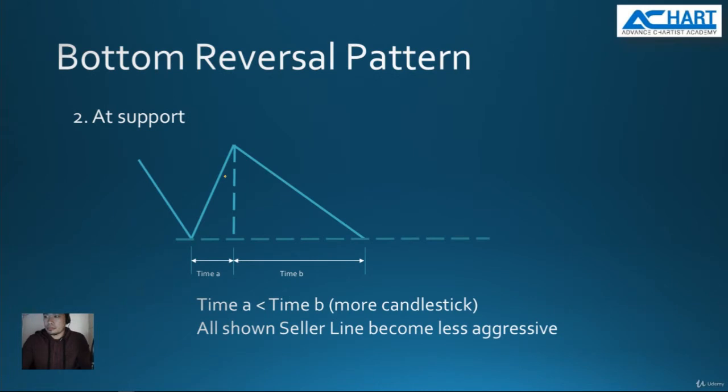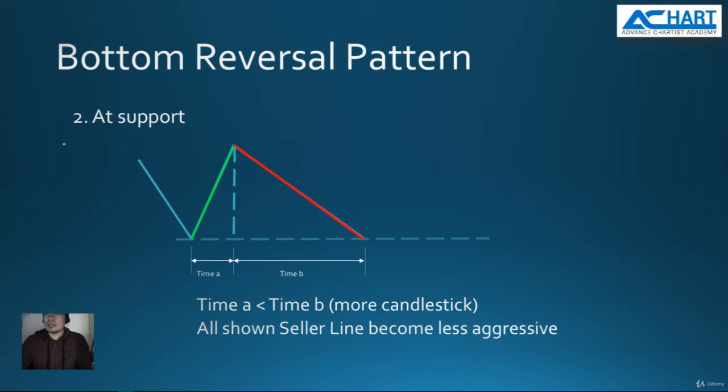The second type of bottom reversal pattern is where the seller finishes at the support level. Why is this a potential reversal upward? Can you think about it? This is because, of course, it does not make any power downward. It does not make any power downward.